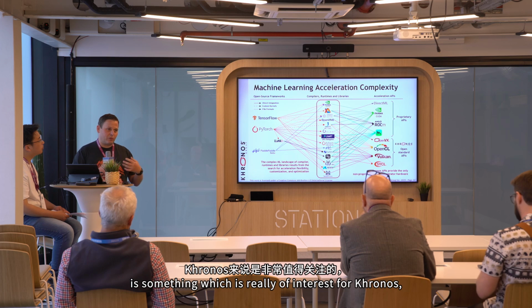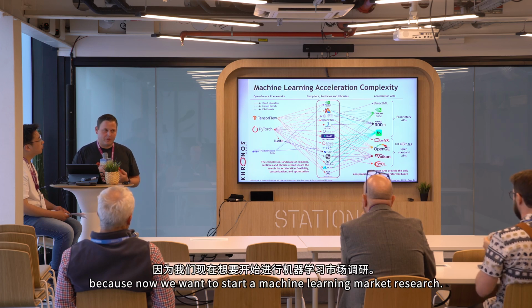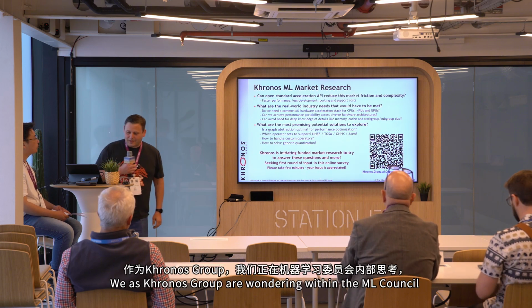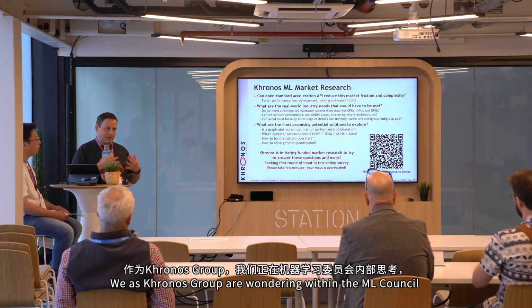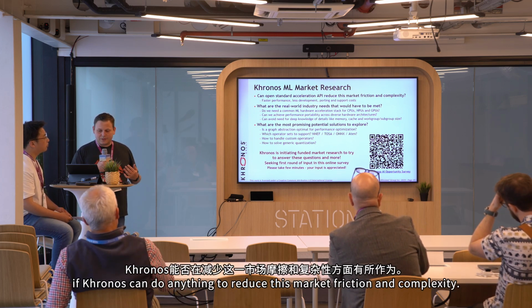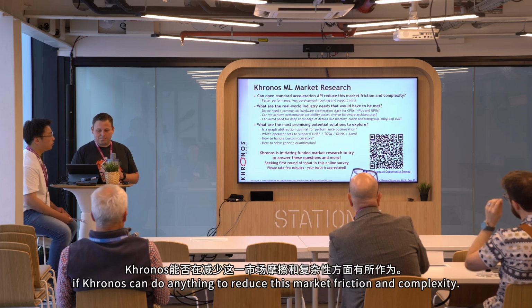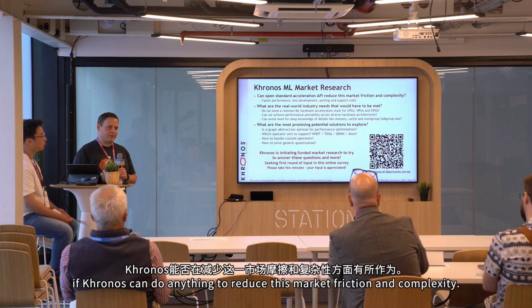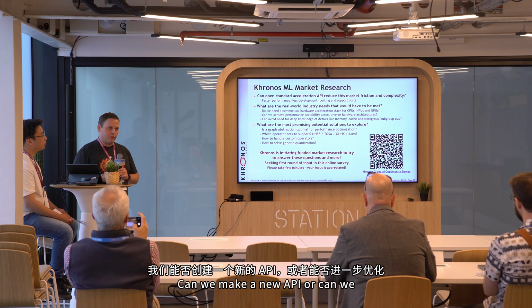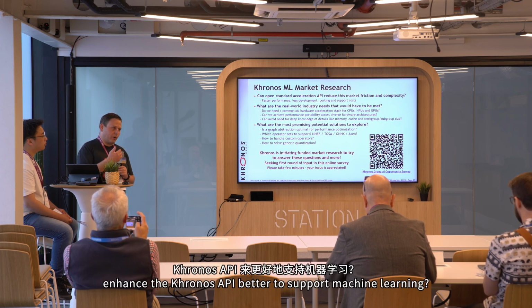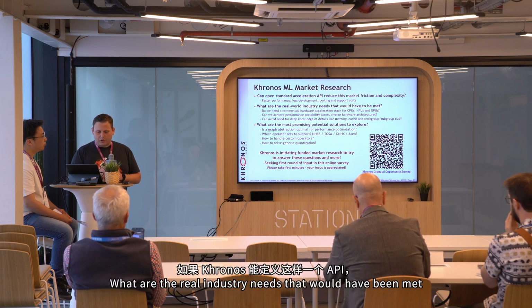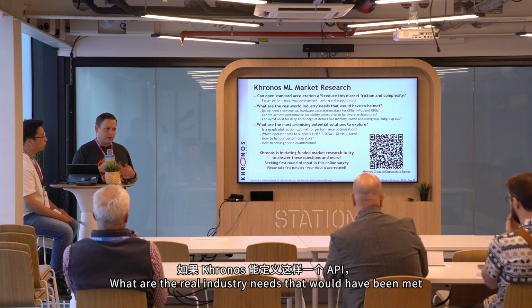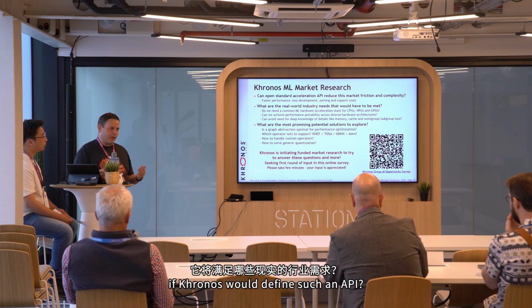And so the question of which compilers, runtimes, and libraries are being used is really of interest for Khronos, because now we want to start machine learning market research. We, as Khronos Group, are wondering within the ML Council if Khronos can do anything to reduce this market friction and complexity. Can we make a new API, or can we enhance the Khronos APIs to better support machine learning? What are the real industry needs that would be met if Khronos were to define such an API?